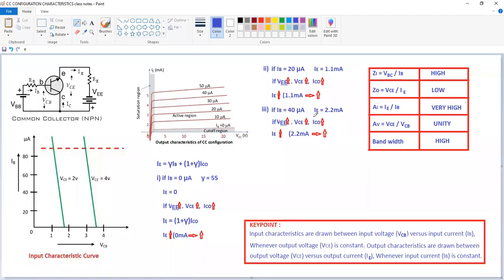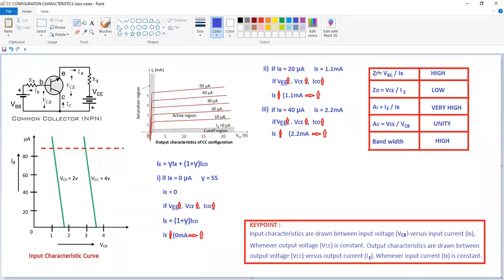Now, when IB is equal to 40 microamps, IC is equal to 2.2 milliamps without ICO. When you consider ICO and increase the supply voltage, the output voltage across the transistor increases, and the reverse saturation current increases. That means output current IC increases from 2.2 milliamps to the remaining value. This is the output characteristics for the common emitter configuration.